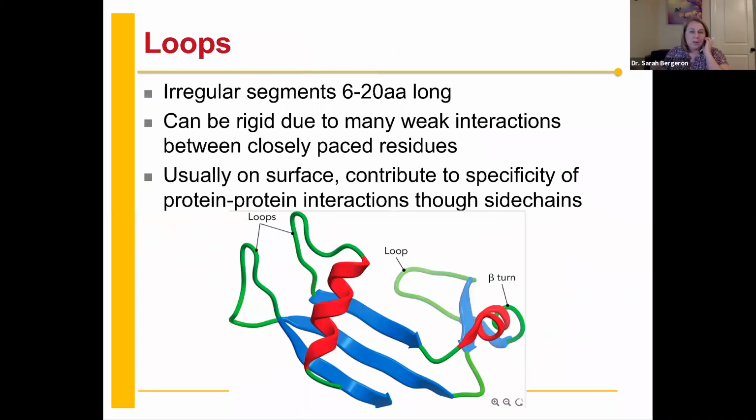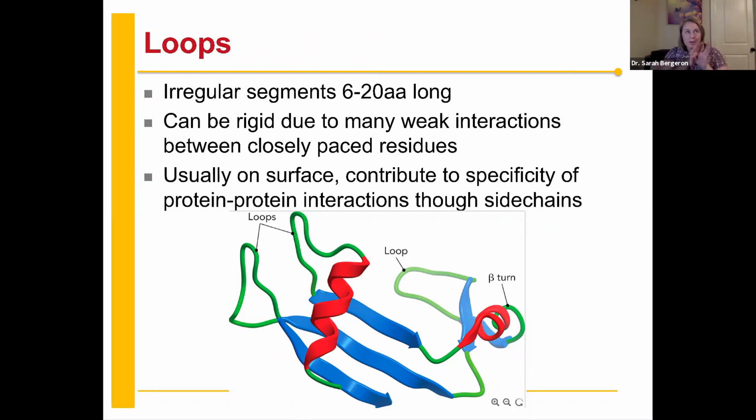All right, so loops. Loops are irregular. This is another slide that I added in. Loops are irregular segments. They range in length, 6 to 22 amino acids. And when we say irregular, a lot of people want to think that these loops are really flexible, and they're not. Other parts of the molecule are flexible, but loops tend to be very rigid because you have a lot of weak interactions between a lot of really, really closely packed amino acids. So they're usually on the surface.